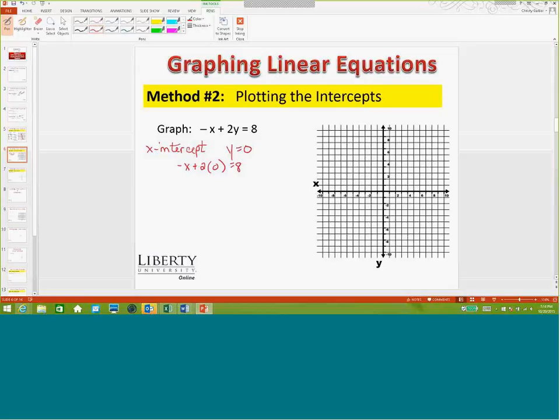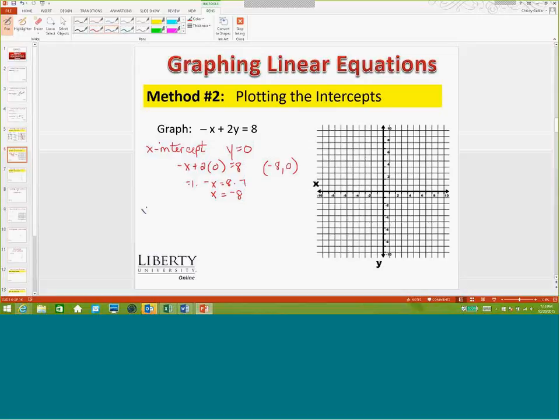and solve for x. So 2 times 0 is 0, so that's negative x is equal to 8. So I have to multiply both sides by -1 to give me what x is equal to. So negative x is equal to 8, then x is equal to -8. So my x-intercept is the point (-8, 0).